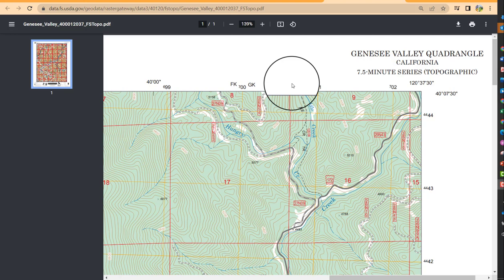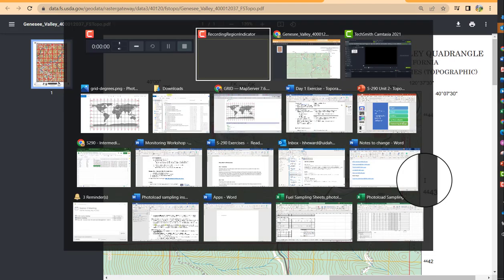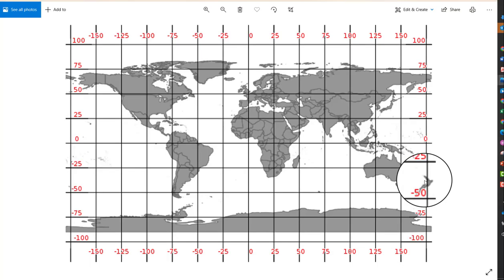Hello, this video is going to show you how to identify the latitude and longitude for a location on a map and the township and range using 7.5-minute topographic maps. The first thing we'll cover is latitude and longitude. And to discuss latitude and longitude, it's helpful to have a little bit of context.